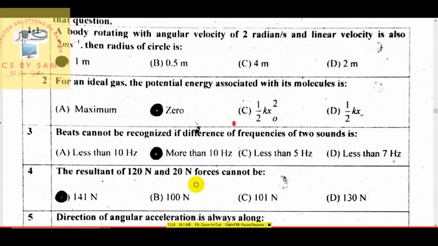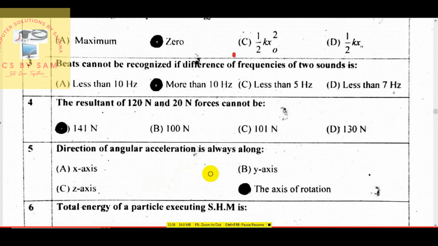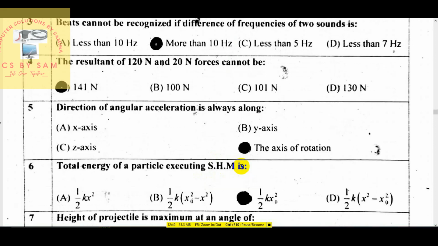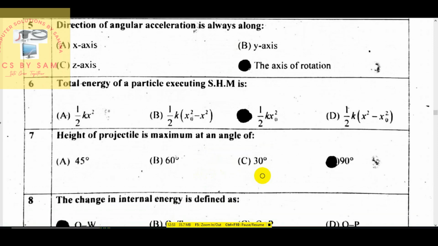For an ideal gas, the potential energy associated with its molecule is 0. Beats cannot be recognized if difference of the frequencies of the two sound is more than 10 Hz. The resultant of 120 Newton and 20 Newton forces cannot be 141 Newton. Here "cannot be" is used, so you have to solve this carefully. Direction of angular acceleration is always along the axis of rotation.